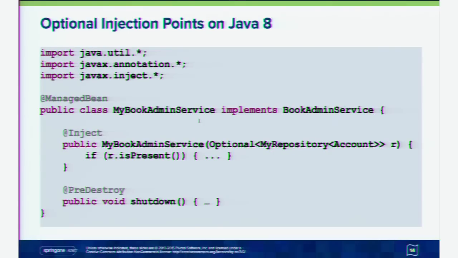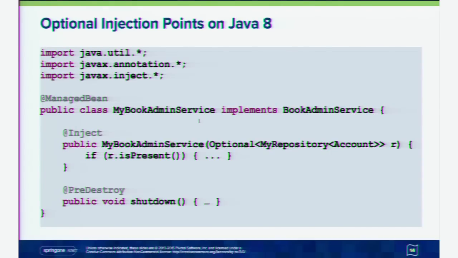All right, let's have a little bit of Java 8 in here again. This MyBookAdmin service variant is based on the standard annotations shown before, but has a little Java 8 twist. Again, look at the signature. It's now declared as MyBookAdmin service constructor with a parameter that's declared as Optional of MyRepository of Account.